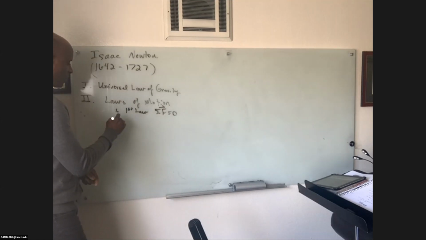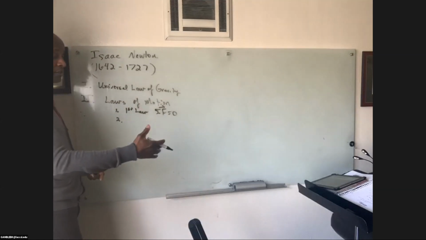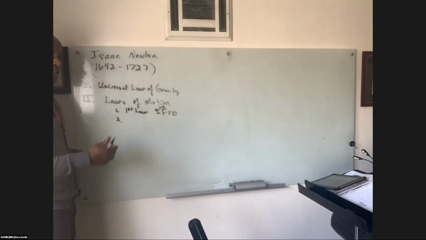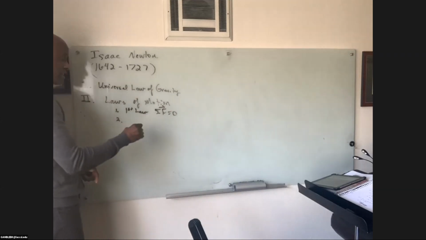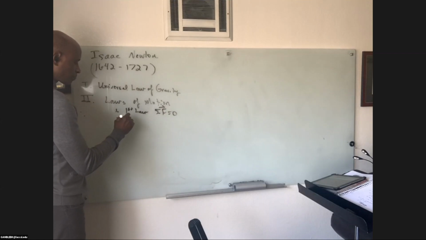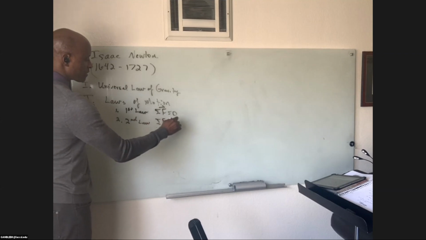The second law, you can say it several ways, but F equals ma: net force on an object equals mass times acceleration. Another way to say it is that the net external force on an object is equal to the time rate of change in momentum. That's actually how Isaac Newton initially said it. But the second law is net force equals mass times acceleration.